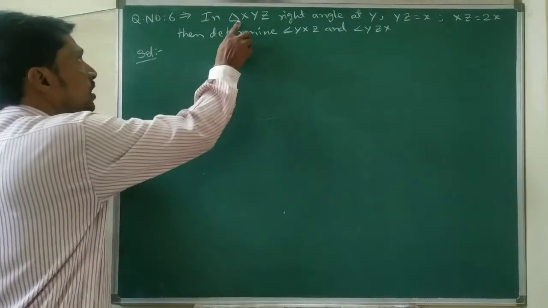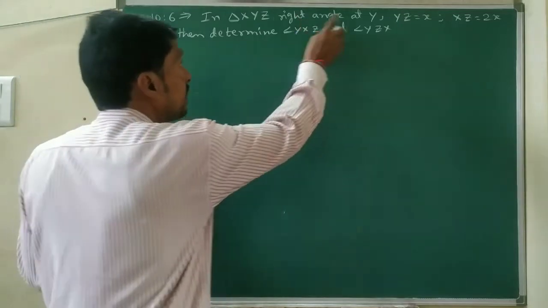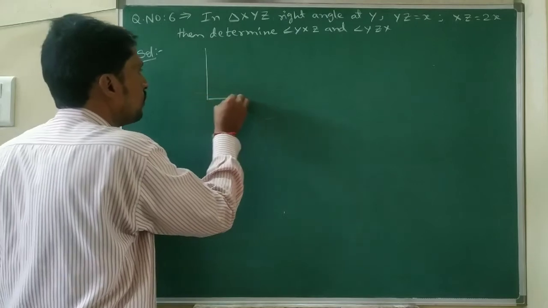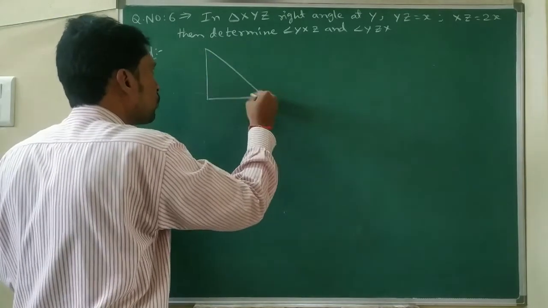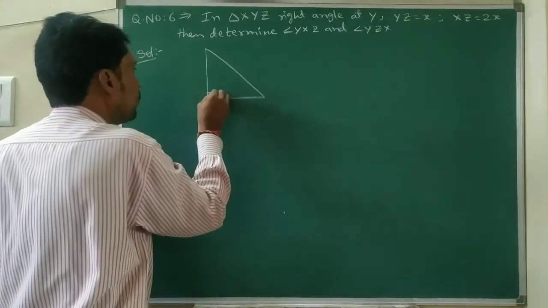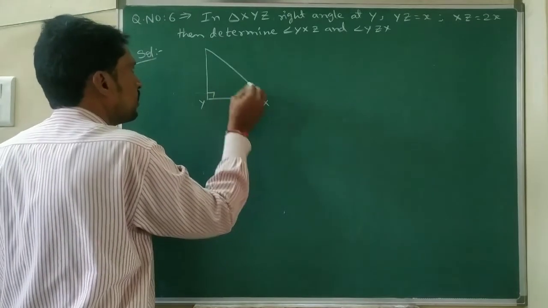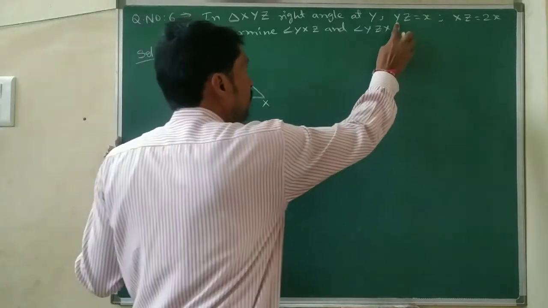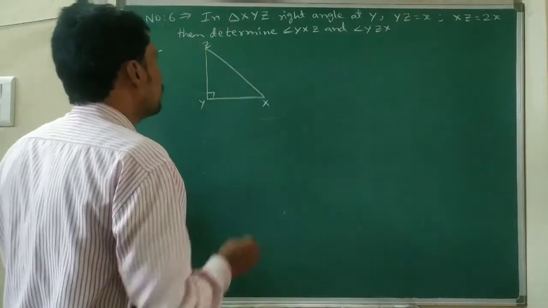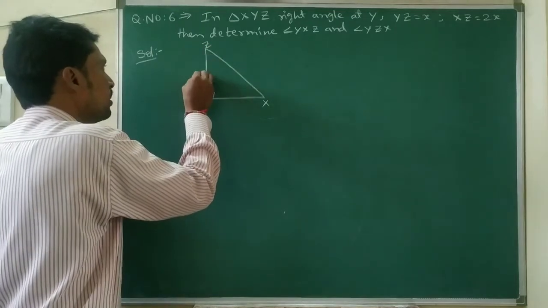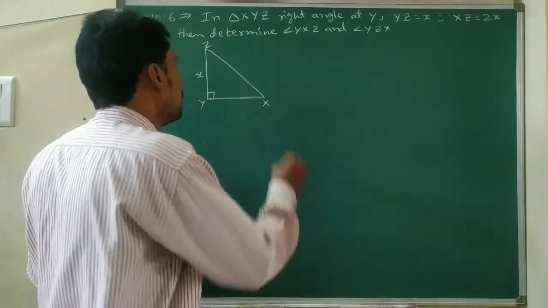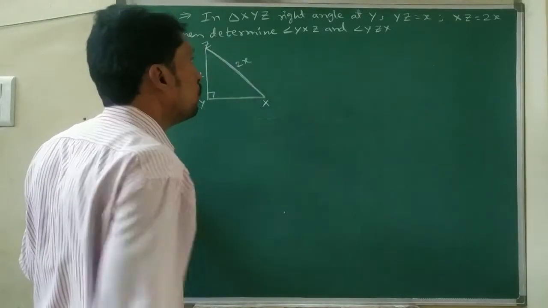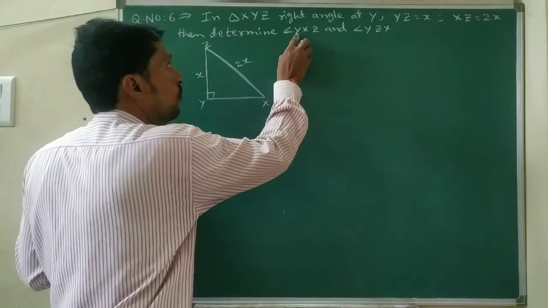So here given triangle XYZ, right angle at Y is given. So first we need to construct the triangle for the given data. So this is XYZ, right angle at Y. So I am taking this as X, this as Y. Again given YZ equals X. This is the YZ, this one we are taking as X. Next XZ. XZ value is given by 2X. Now we need to find angle YXZ.